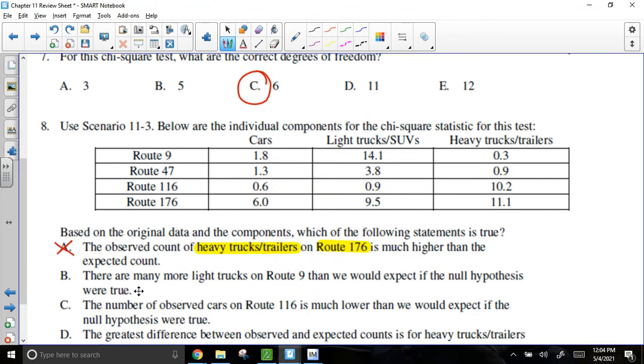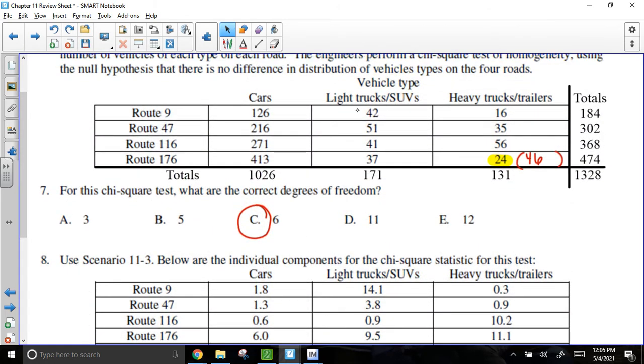What about B? B says there are many more light trucks on Route 9 than we would expect if the null hypothesis were true. So again, we have to look at the expected value for light trucks on Route 9. Light trucks on Route 9 is 42. So we're talking about this one. Again, we have to figure out the expected counts. So to figure out this expected count, do the same thing. Total 184 times total 171 divided by grand total 1328. When you do that math, this expected count is 23.